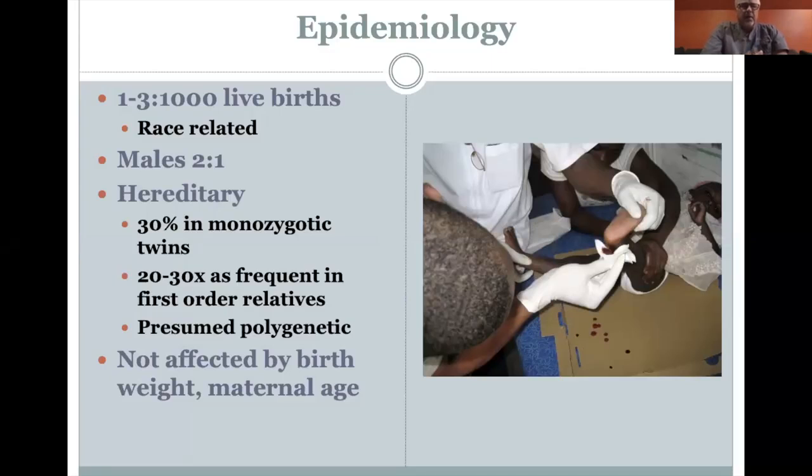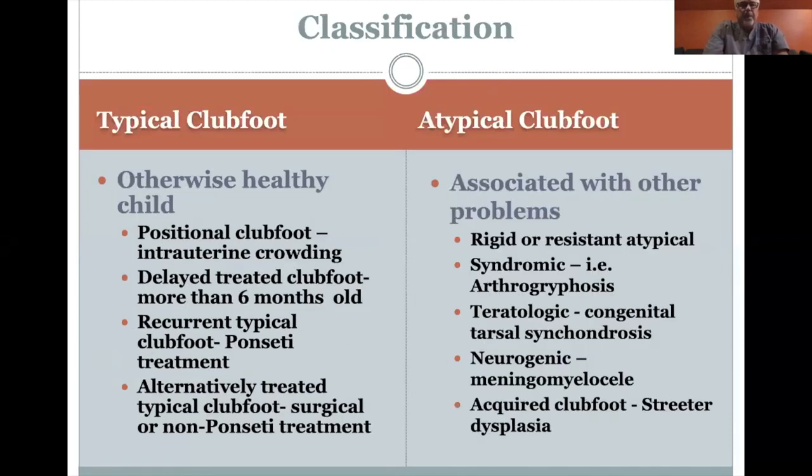Males are affected 2 to 1 to females. There's definitely a hereditary component to it. It's 30% in monozygotic twins and 20 to 30 times as frequent in first order relatives when there is a clubfoot. It is presumed a polygenetic disorder. It's not affected by birth weight or maternal age.